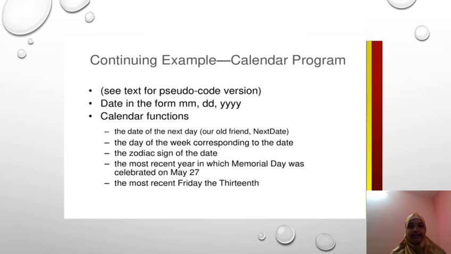So let's take the example of the calendar program. The calendar program involves the date in the form of month, day and year. The calendar function has the next date, our old friend. We are well aware of the next date problem, which consists of month, date and year. The day of the week corresponding to the date, the zodiac sign of the date, the most recent year in which Memorial Day was celebrated on May 27th, and the most recent Friday the 13th.